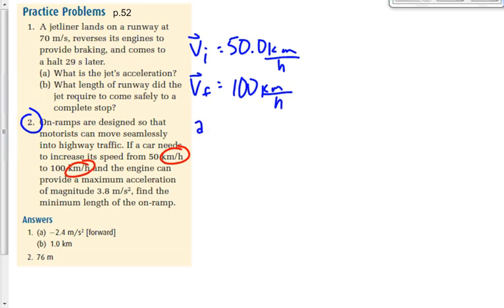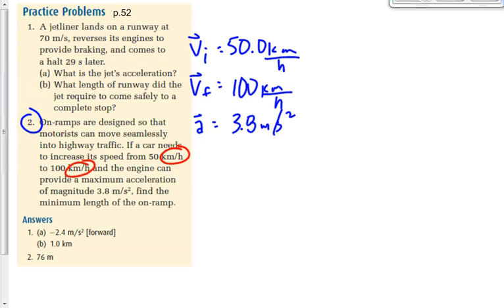We've got an acceleration here of 3.8 meters per second squared. Now, if it's speeding up, it's positive. If this car was slowing down from 100 to 50, maybe it was an off-ramp as opposed to an on-ramp, and you had to slow down from 100 to 50, then what would we have made the acceleration there? Not 3.8, but rather negative 3.8, because a negative acceleration means slowing down.